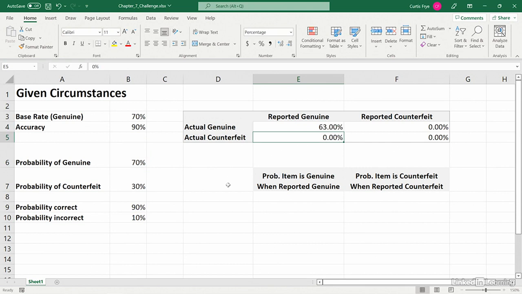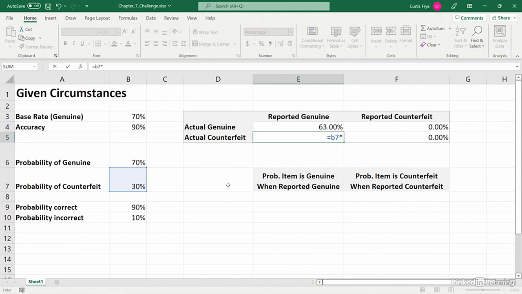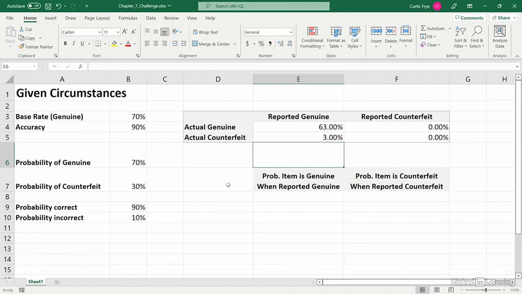Now in E5, I need to give the probability that an item is reported as genuine, but is actually counterfeit. So in other words, a mistake was made. So equal, and I will have an item being counterfeit. That is in B7. And we'll multiply that by the probability that the appraiser is incorrect. And that is in cell B10. And enter. So we have 3%.